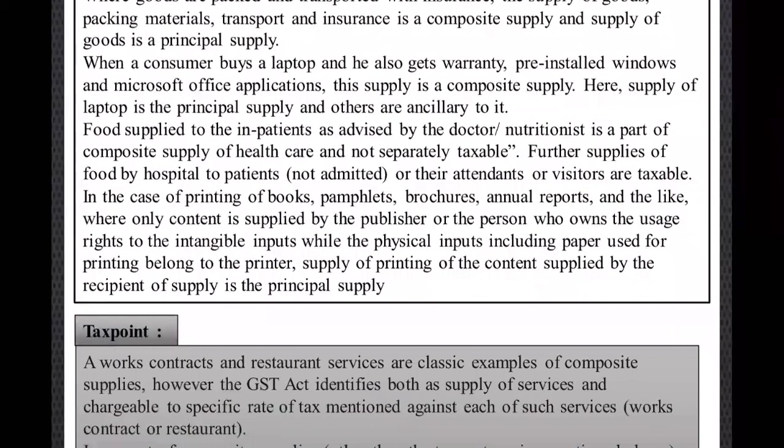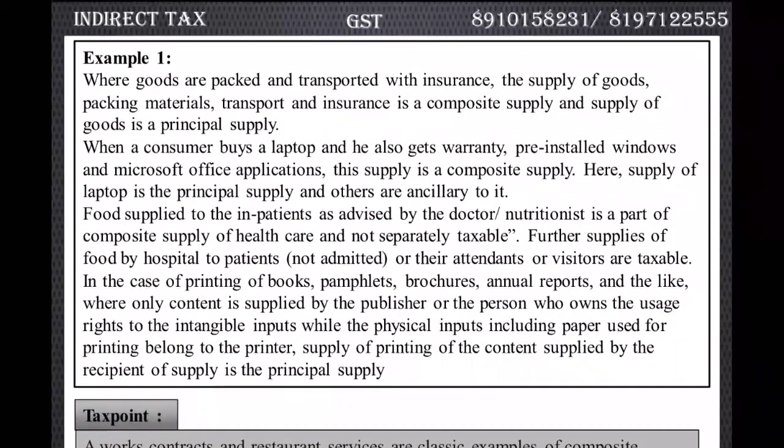Yes, let's read this example for better clarity. Where goods are packed and transported with insurance, the supply of goods, packing materials, transport and insurance is a composite supply, and the supply of goods is the principal supply. When a consumer buys a laptop, he also gets a warranty, pre-installed Windows and Microsoft Office application. This supply is a composite supply, and here the supply of the laptop is the principal supply, and the others are ancillary or secondary to it. Food supplied to an inpatient as advised by the doctor or nutritionist is a part of the composite supply of healthcare and not separately taxable.